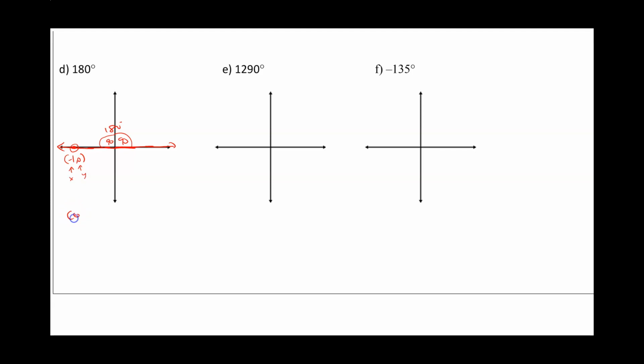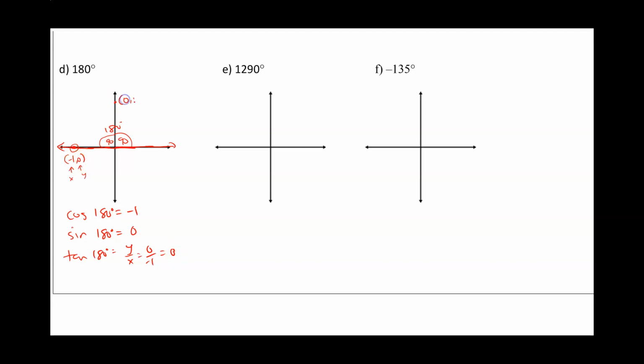So let's start with the cosine. The cosine of x is the x value that's -1. The cosine of 180 degrees is going to be the x value, which is -1. The sine of 180 degrees is the y value, which is 0. And the tangent of 180 degrees is going to be y over x, which is 0 over -1, which is going to be 0.